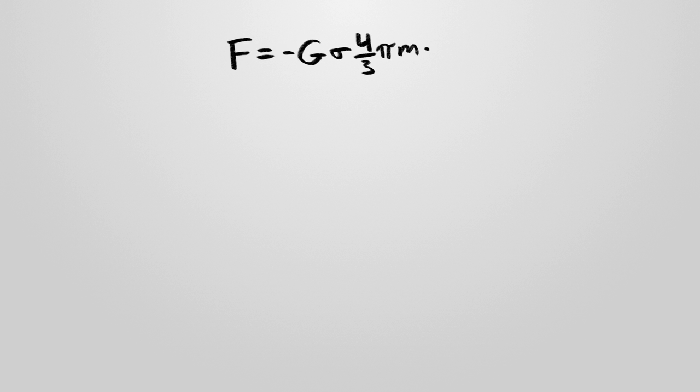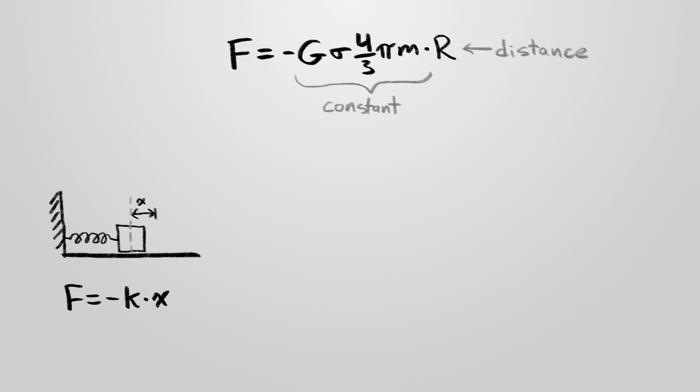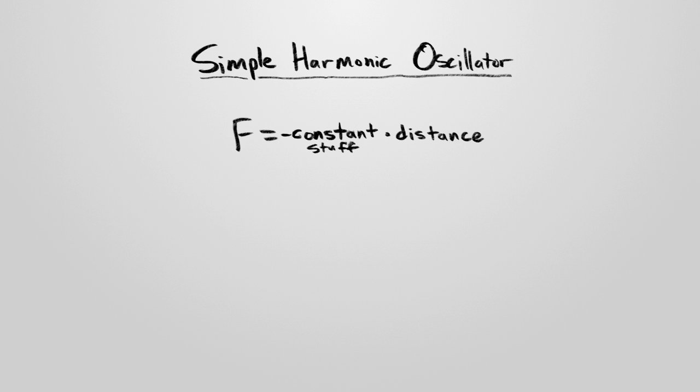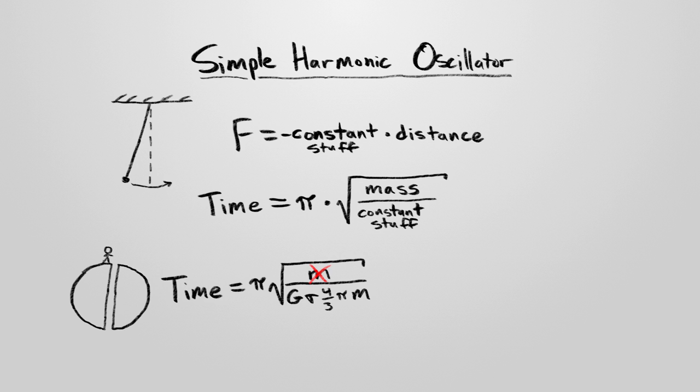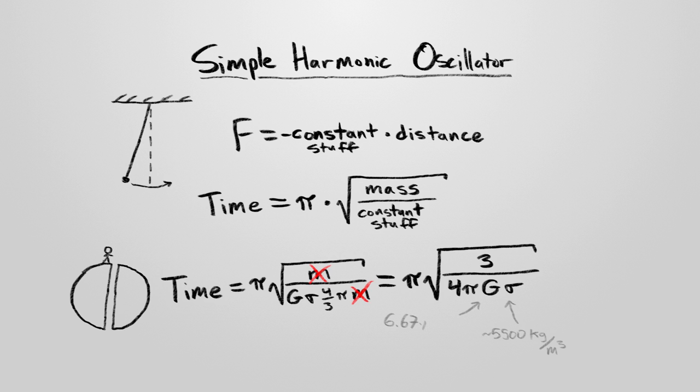The exact same equation, some constant stuff times a distance, also describes a mass on a spring, or a simple pendulum, or a cat in a parabola, and from studying those equations we know that the time taken by the moving object, whatever it is, to go from one side to the other has a simple formula. Pi times the square root of the mass divided by the constant stuff. In the case of falling through the Earth, your mass cancels out of the equation, so we just need to put in numbers for the density of the Earth and the gravitational constant to get the answer: 42 minutes to fall through the Earth.